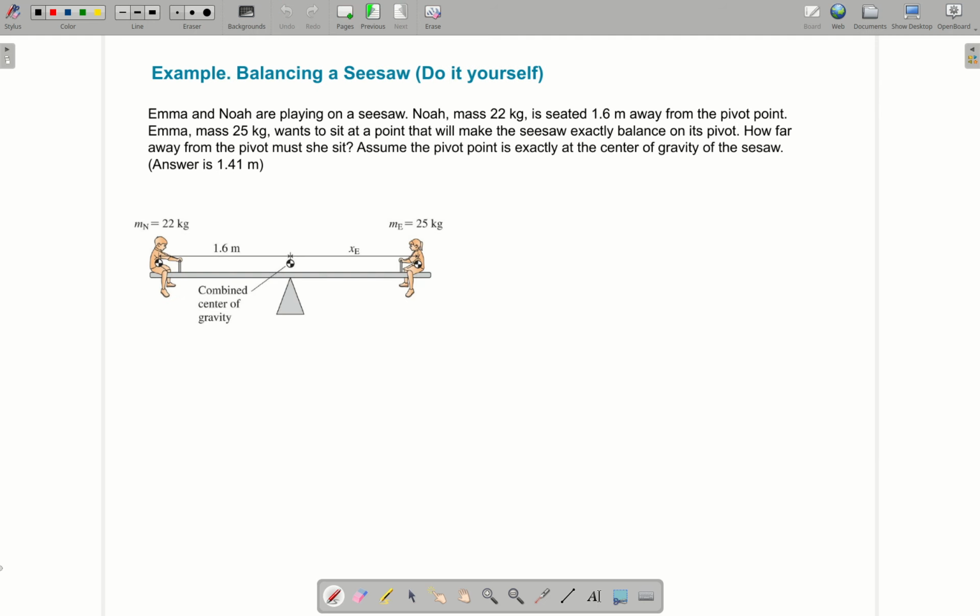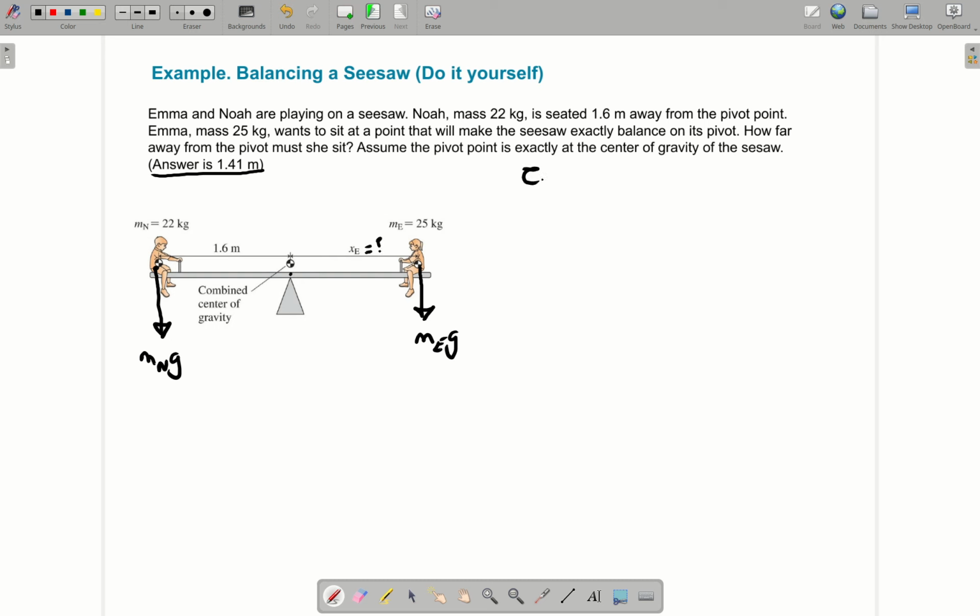Alright, my friends, this question is for you. Read it, solve it. The answer should be 1.4 meters. You are given masses of two children on a seesaw. You have mn times g on one side. So Emma and Noah are playing seesaw, and me times g on this side. The question is asking you, if Noah should sit 1.6 meters away from the pivot point, how far away should Emma sit? So you're looking for the distance of Emma.